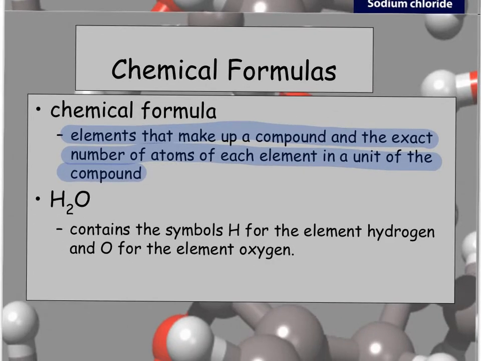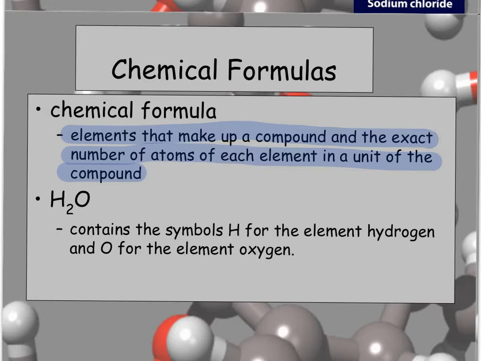A chemical formula shows the elements that make up a compound and the exact number of atoms of each element in a unit or compound. So a chemical formula is showing two or more elements bonded together. All right, an example of that would be H2O.